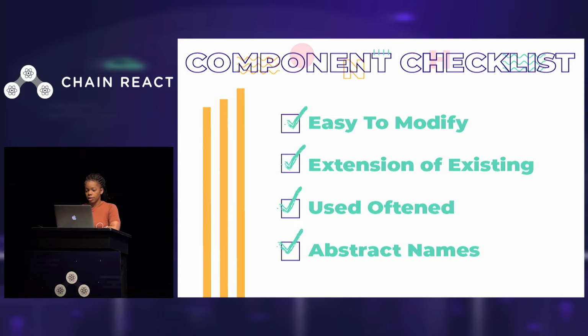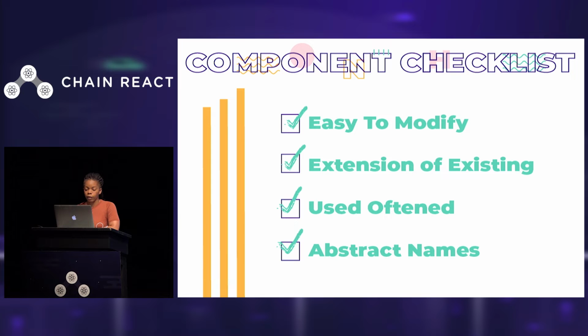So I made a little checklist. If you can easily change or modify it, then it's probably the same component. But if it requires a lot of changes, then you probably need to make a new component. What it looks like and the purpose of the component can help determine if it needs to be new or an extension of an existing one.